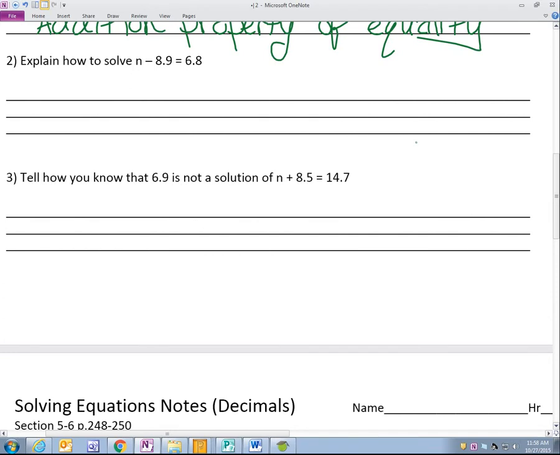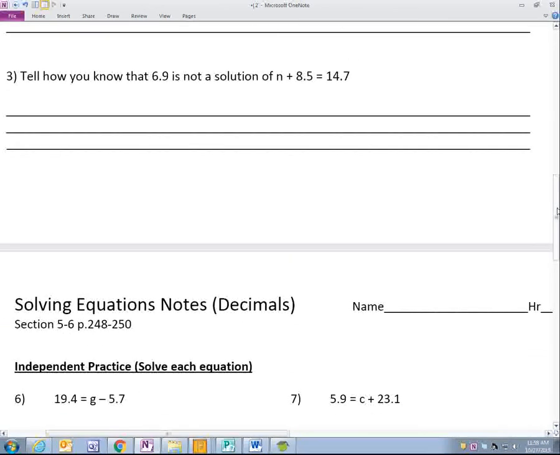Then we have number 3. Tell how you know that 6.9 is not the solution to n plus 8.5 equals 14.7. Adam: Because you would add more than you were supposed to. Good. That's one way to do it. You could talk about how it wouldn't come out to be true, which is good. There's a key that we've been doing. I know it's not the answer because if you check your work, 6.9 plus 8.5 equals.